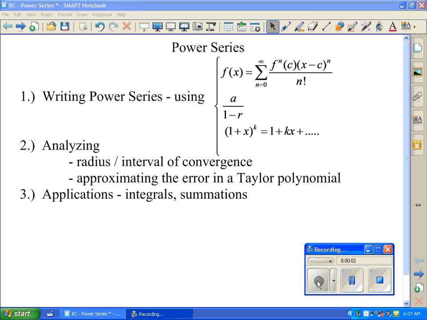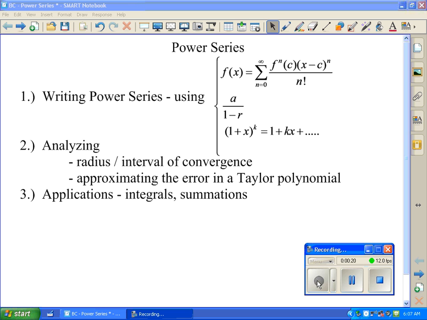Today I'm going to talk about our last big unit in BC Calculus, which is on power series. We talked about different ways to write power series. The most general form is using the Taylor definition for power series: the nth derivative, the exponent, and the factorial. But we also looked at two shortcut techniques, using geometric series and also using binomial series.